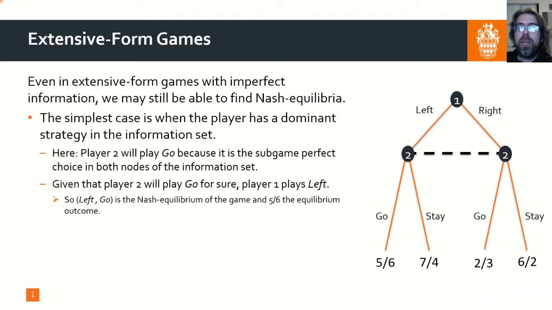Why does the equilibrium only have 2 strategies in it? Because, although the second player has 2 decision nodes, these 2 decision nodes are in the same information set and there is only 1 strategy per information set.